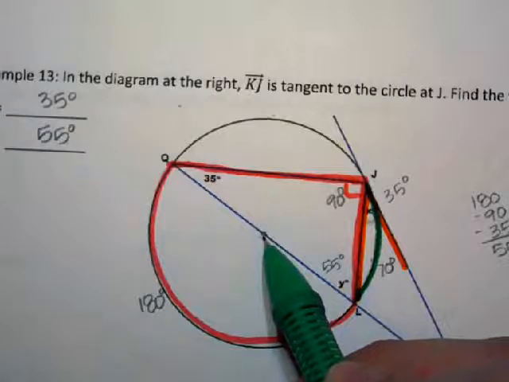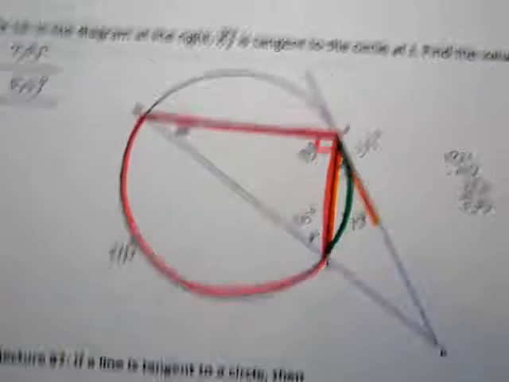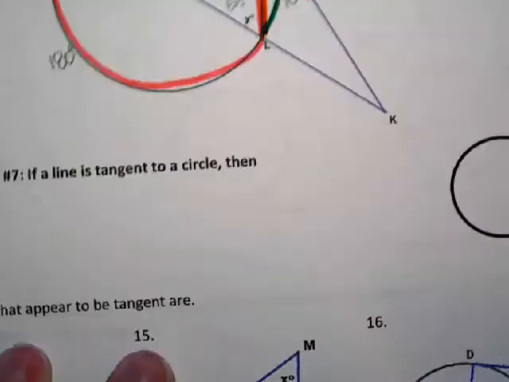All right, circle conjecture number 7. This one, we have a line that is tangent to a circle, so we're going to draw a tangent line again. Go ahead and draw your tangent line.